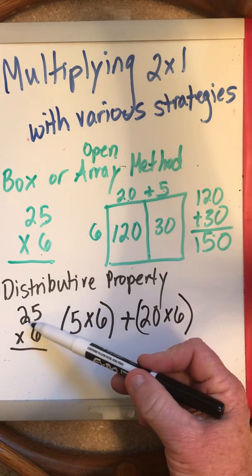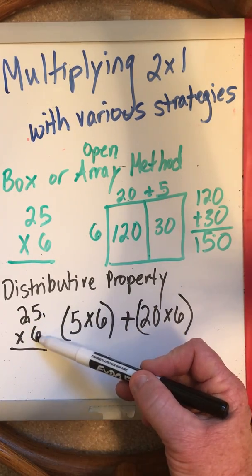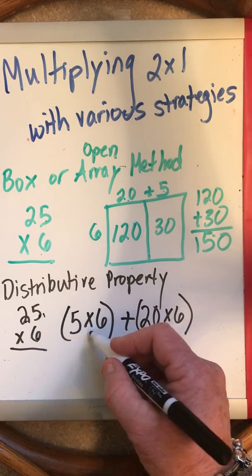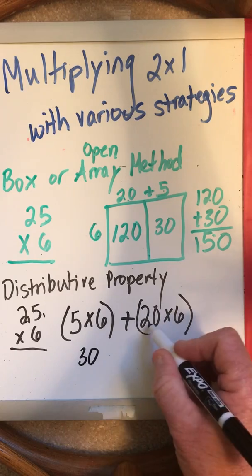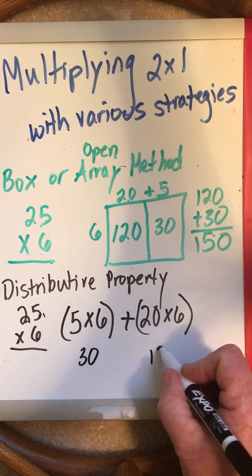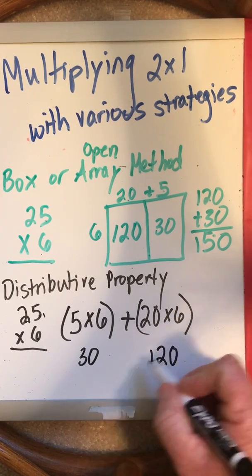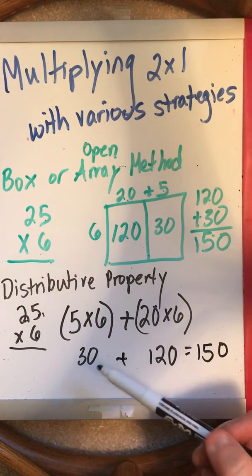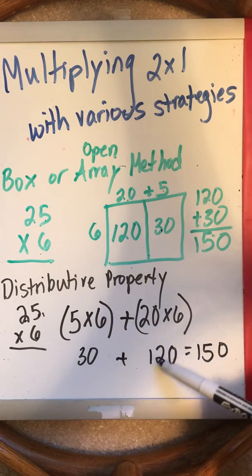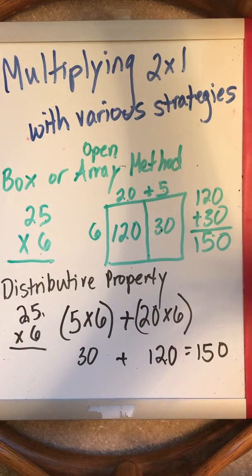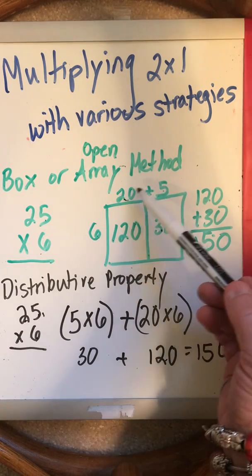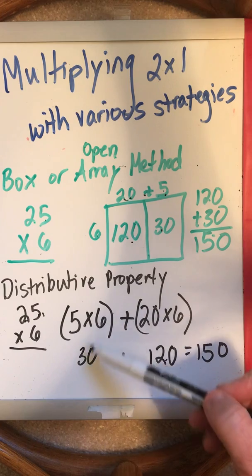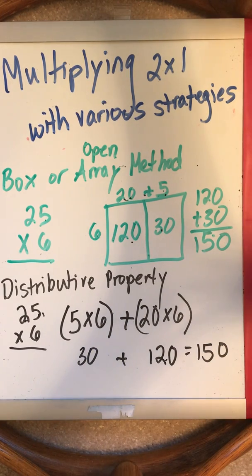So we're just breaking our 25 apart, and we're doing 5 times 6, and then we're doing 20 times 6. You add them together, so we have 5 times 6, that's 30. 20 times 6, that's using the 0 trick, it's 12 plus the 0. Add that together and you get 150. If you notice, these numbers here are the same as what's in the box when we do the box method. Because when you think about it, 20 plus 5, we did 20 times 6, we did 5 times 6. It's the same thing as what you're doing down here with the distributive property.